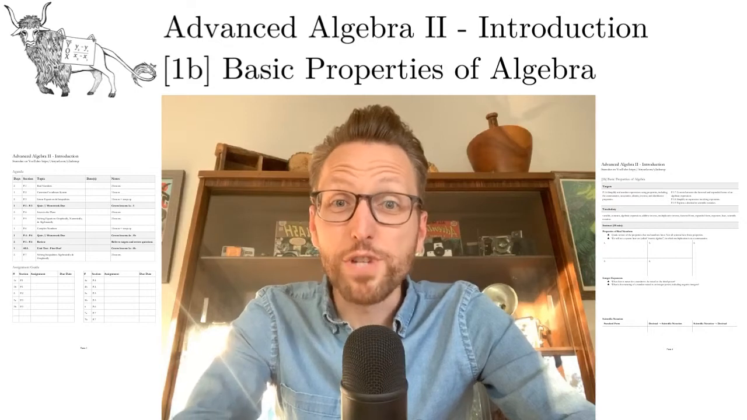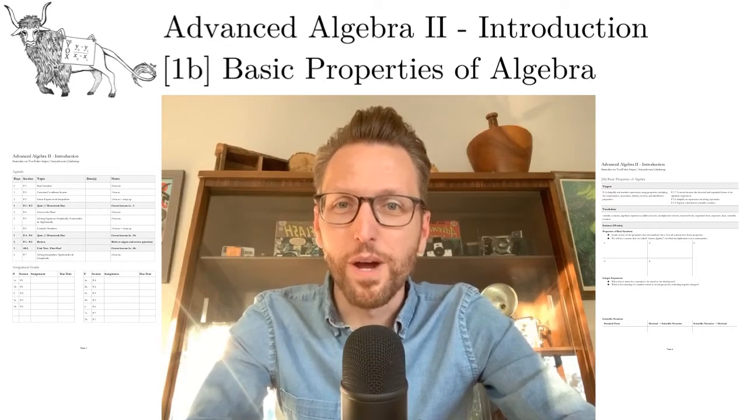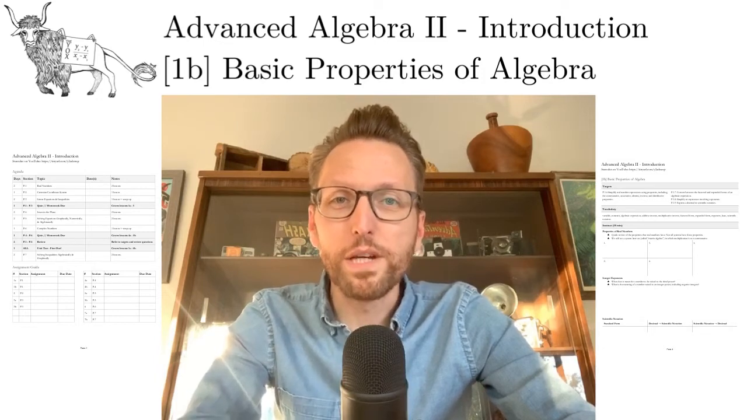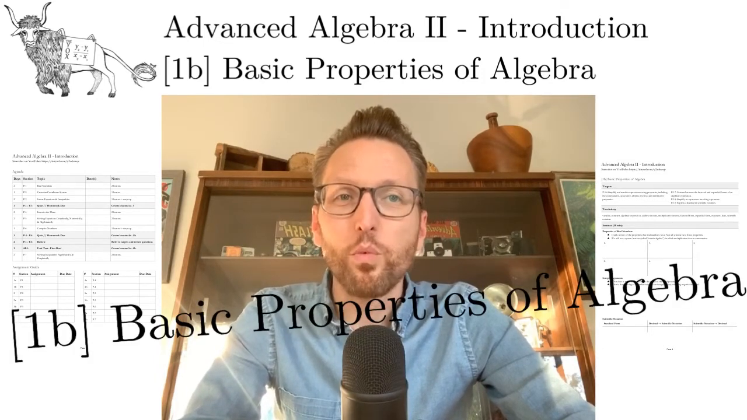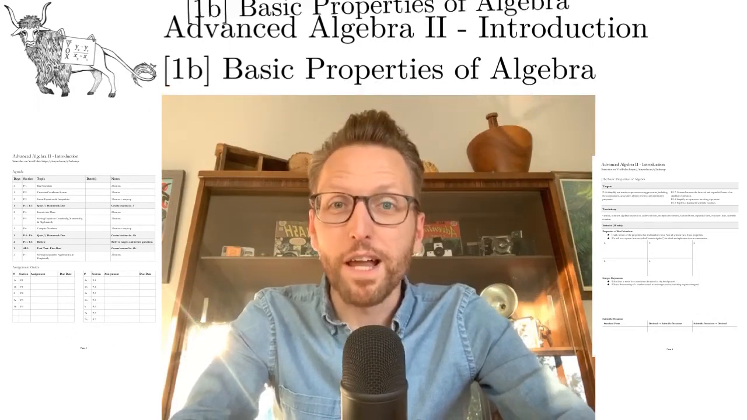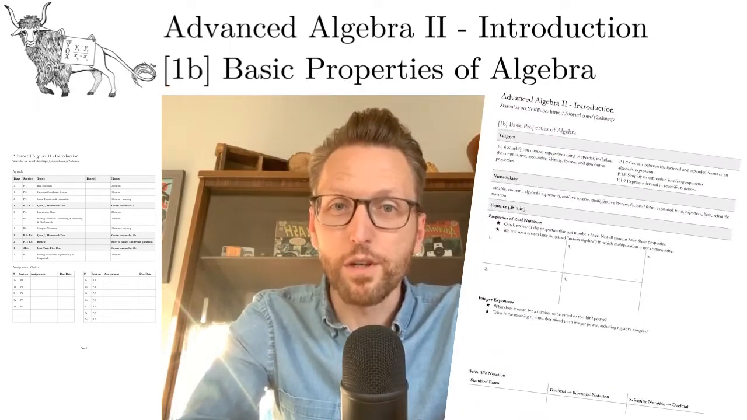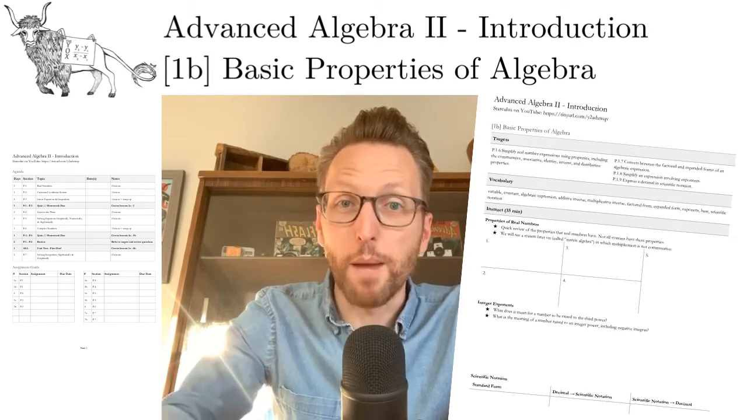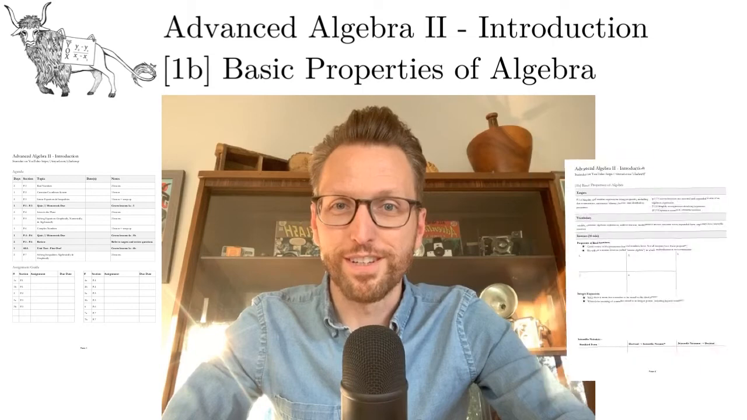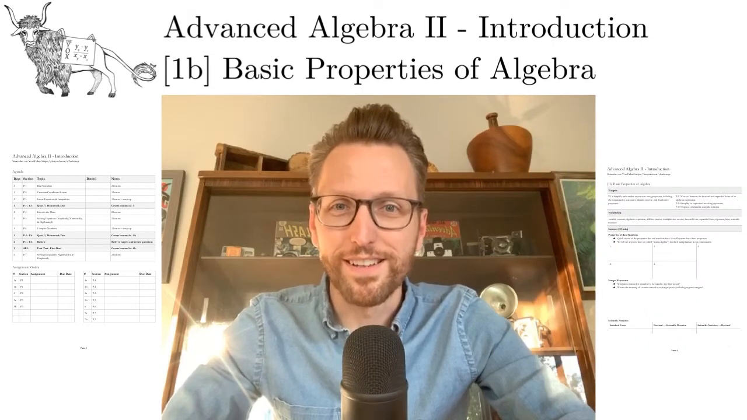This is the Introduction to Advanced Algebra 2. I'm Mr. Stark. We're on topic 1, which is titled Real Numbers. This is lesson 1B, called the Basic Properties of Algebra. You can follow along using this document, which includes space to take notes on the properties, integer exponents, as well as scientific notation. So let's get started.